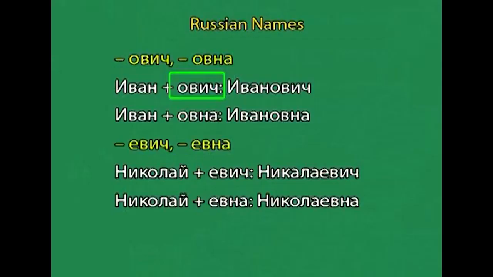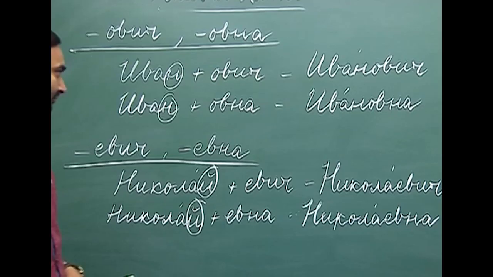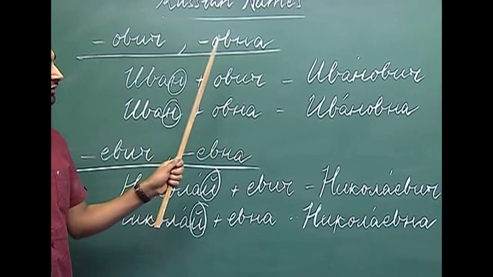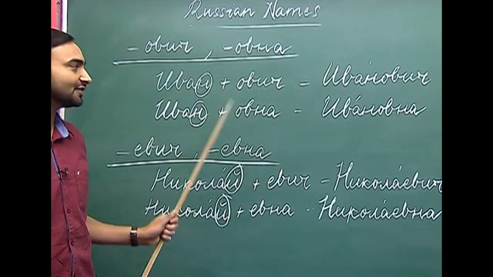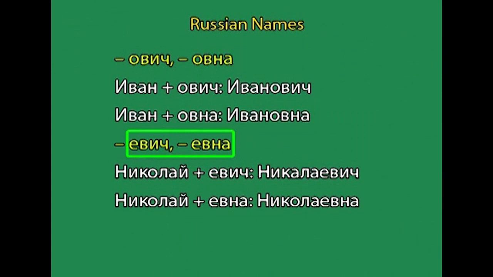Ivan, if we add -ovich, it becomes Ivanovich. Ivanovich is a masculine patronymic, and if we add the suffix -ovna, it becomes Ivanovna, which is used as a feminine patronymic. This -ovich and -ovna are added to the first name if it ends with a hard consonant. So, -ovich and -ovna can be used after a first name which ends with a hard consonant to get the patronymic. The next set of suffixes are -yevich and -yevna.